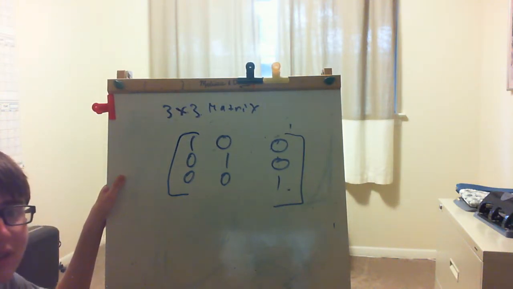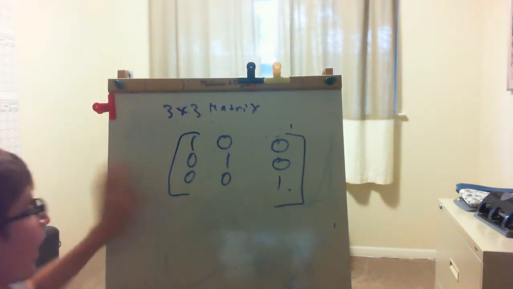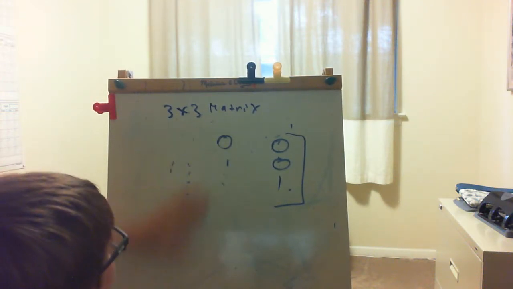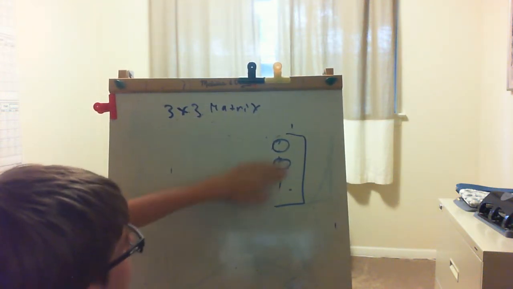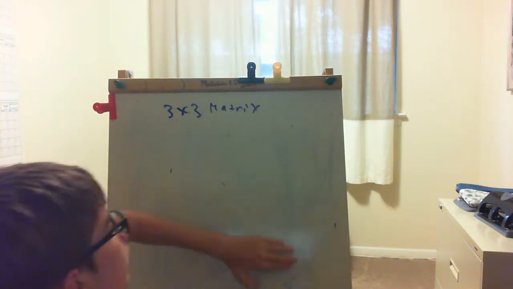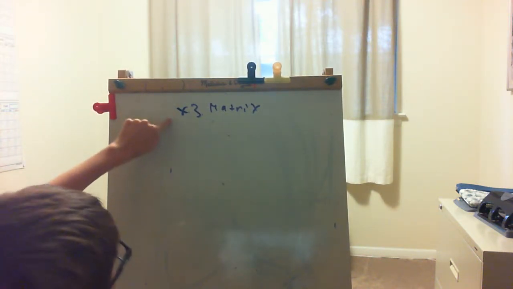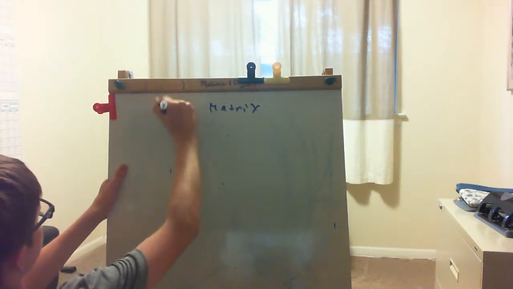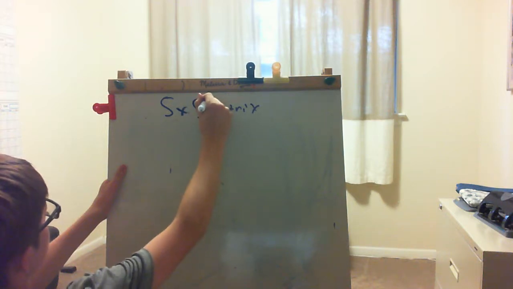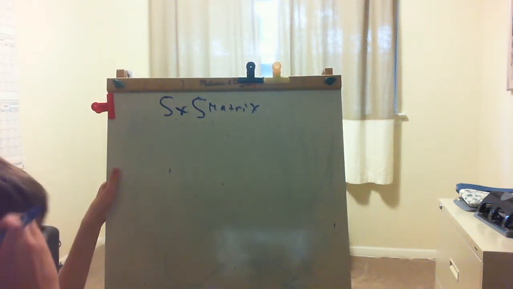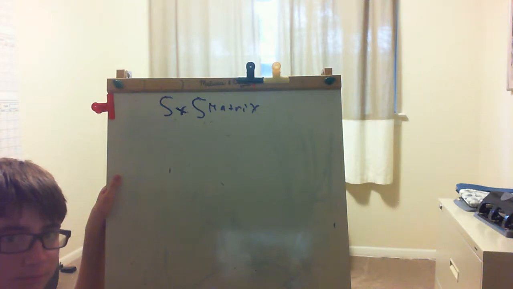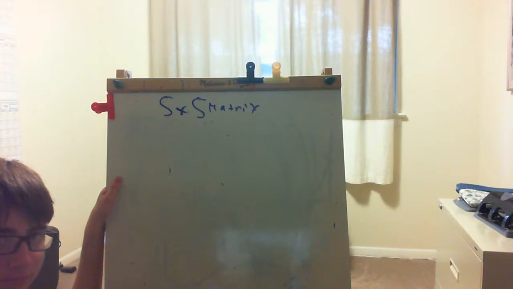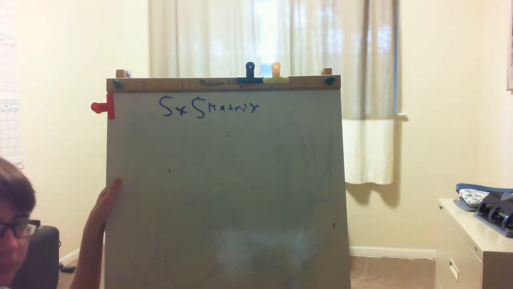So now, try to write the identity matrix for a 5 by 5. This is an easy problem, so easy. I'm going to give you a moment to do this. Again, pause the video during this moment so that you can do this.